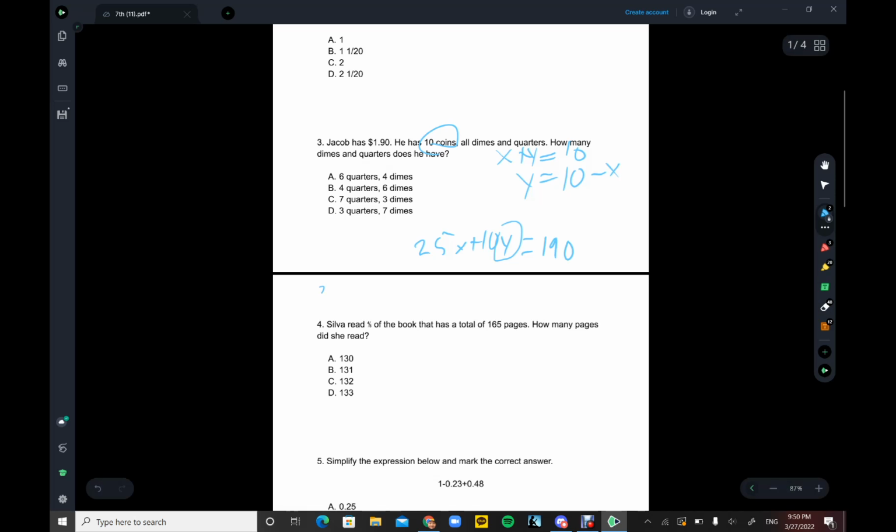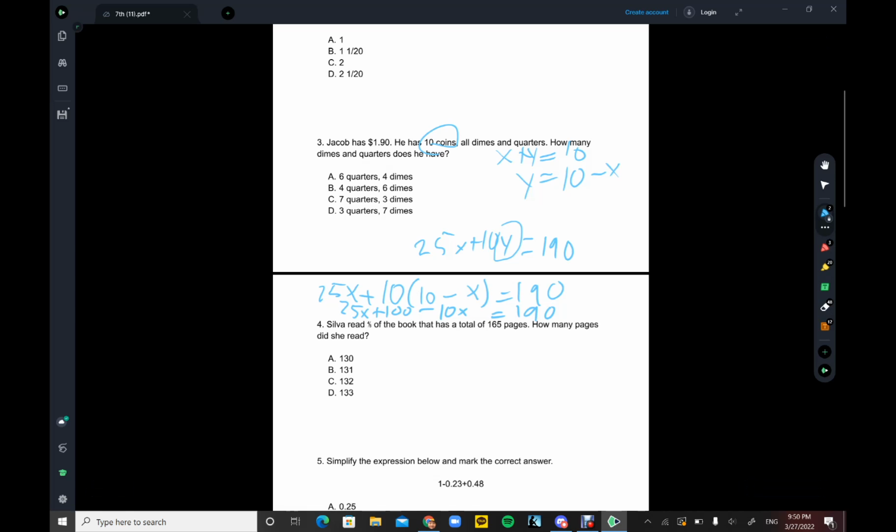Okay, let's go down here. So you get 25x plus 10 times (10 minus x) equals 190. Okay, so from here you multiply. And when you multiply, you get 25x plus 100 minus 10x equals 190.